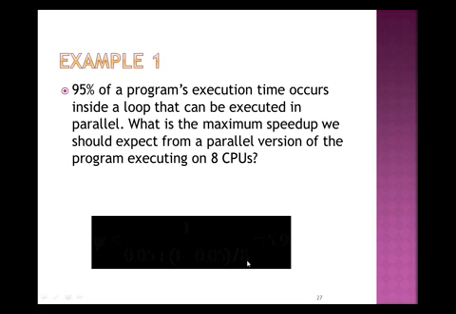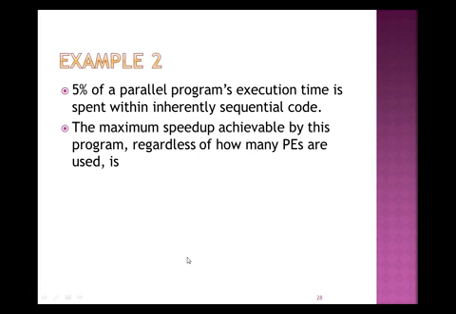Why are we using 8? Because there are 8 CPUs executing. Why are we using 95%? Because this is the internal part that is executed inside a loop. But whatever executes outside the loop, beyond the 95%, is the leftover 5%, that is equal to 0.05.